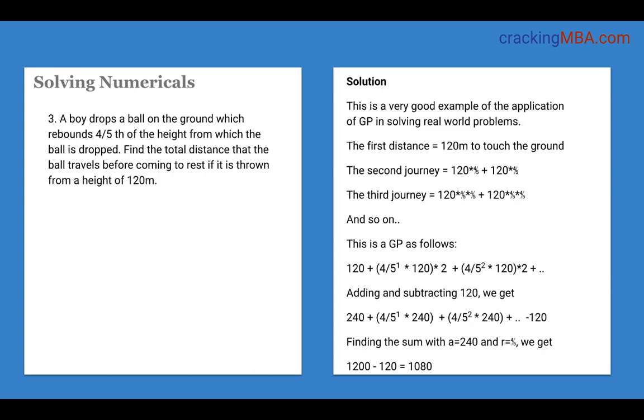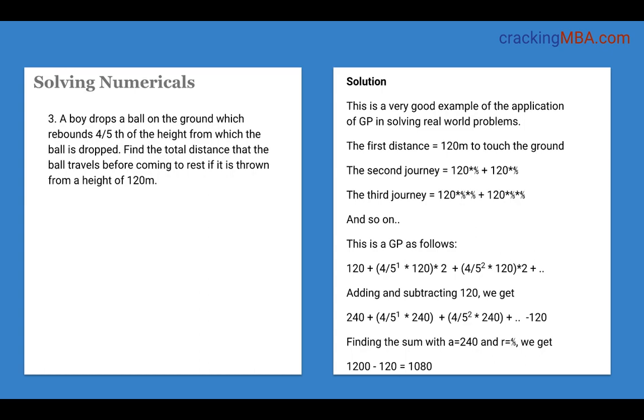Now let's look at an interesting question using GP. A boy drops a ball on the ground which rebounds 4/5 of the original height. Find the total distance that the ball travels before coming to rest if it is thrown from a height of 120 meters. Okay, so this is a very good example of how GP can be used to solve real world problems.